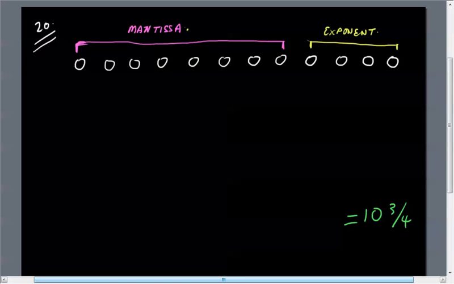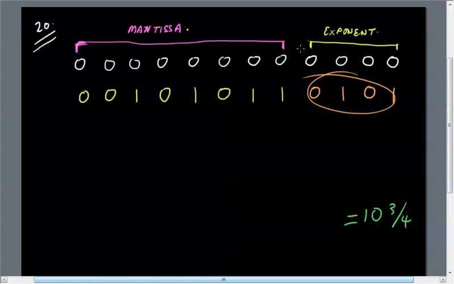Okay, so the number we're given is 0, 0, 1, 0, 1, 0, 1, 1. Okay, that's the mantissa part. The exponent is 0, 1, 0, 1. So we're given this big, long 12-digit number. Okay, but from the question we know that these digits are the mantissa and these are the exponent.